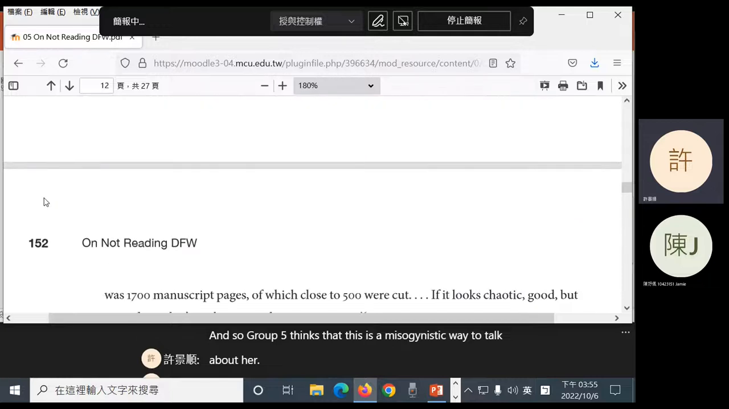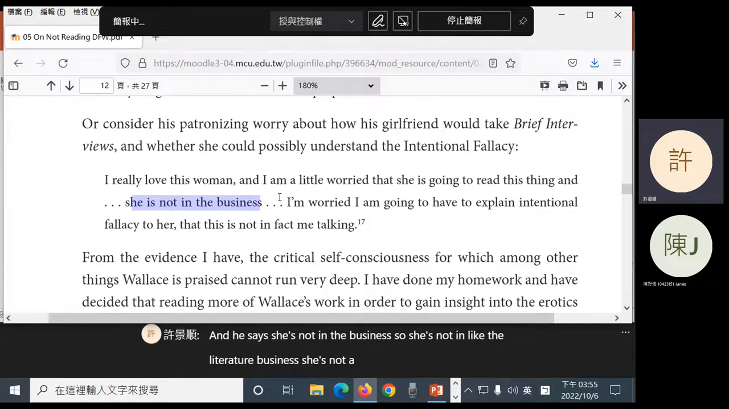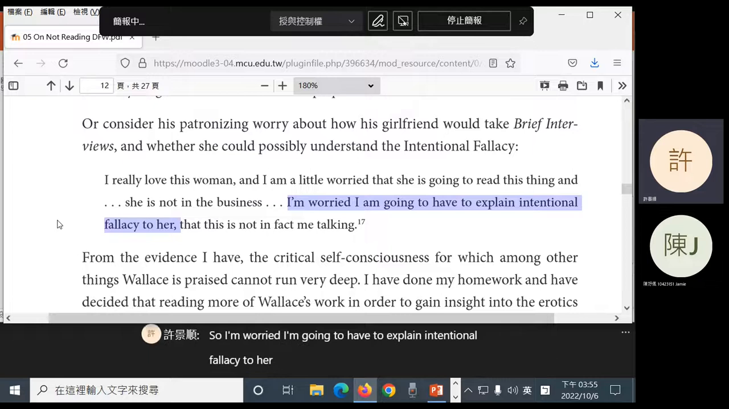On the next page, the other example is DFW is talking about his girlfriend. And he says she's not in the business. So she's not in like the literature business. She's not a writer. So I'm worried I'm going to have to explain intentional fallacy to her, that this is not in fact me talking.